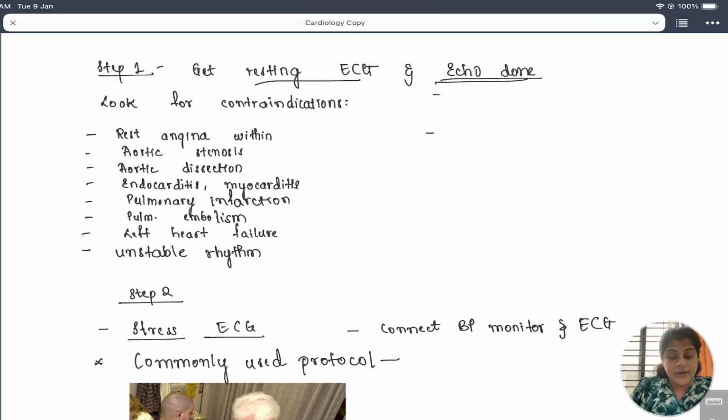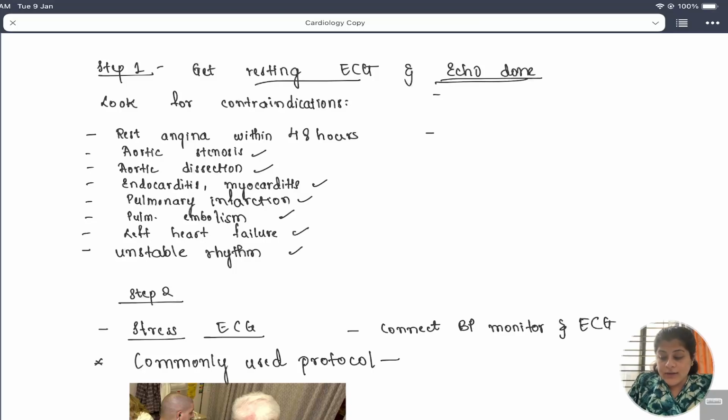So what are the contraindications of the treadmill test or stress ECG? If there is any rest angina within 48 hours, you will not get a TMT done. Other contraindications are aortic stenosis, aortic dissection, endocarditis, myocarditis, pulmonary infarction, pulmonary embolism, severe left heart failure, or any unstable rhythm. These are the contraindications of TMT.